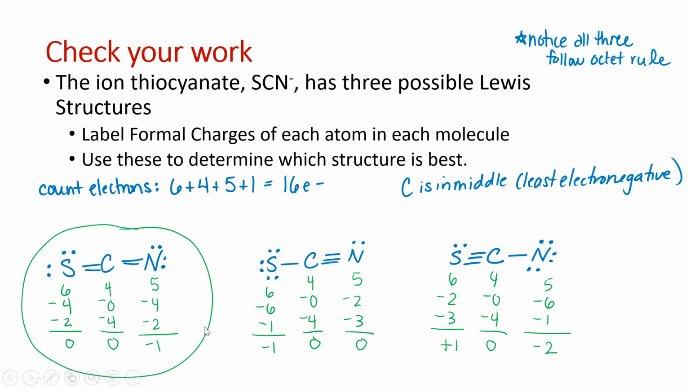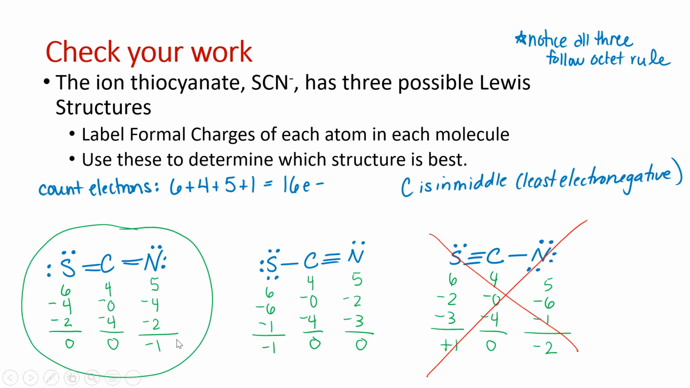And what you will notice is that we can eliminate this third one as a possibility, because notice how this one has charges of 1, 0, and -2, versus these 2 examples have 2 charges being 0. So ideally you want to get as many atoms at 0 as possible. So this one's definitely not the best choice.